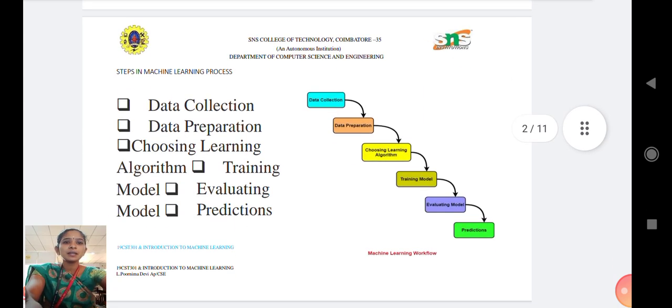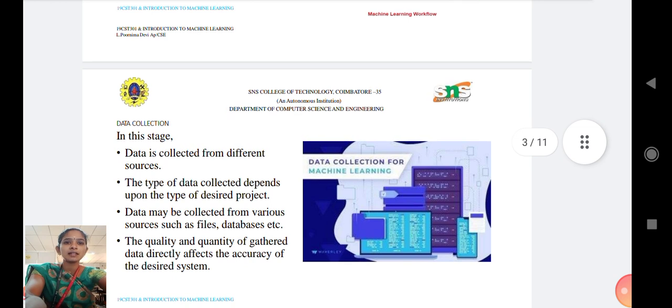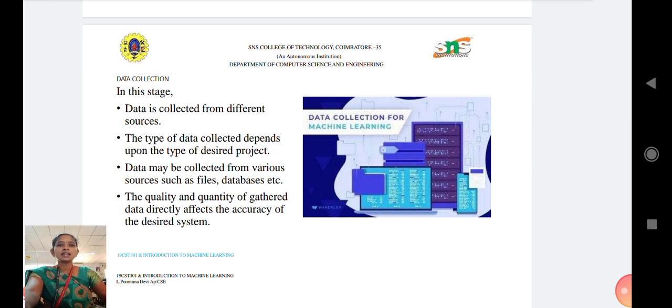Then the machine learning process: we have some stages of the machine learning process. First one is data collection, then data preparation, choosing algorithm, training model, evaluating model, and predictions. Now we discuss in detail the machine learning process. Our first stage is data collection.